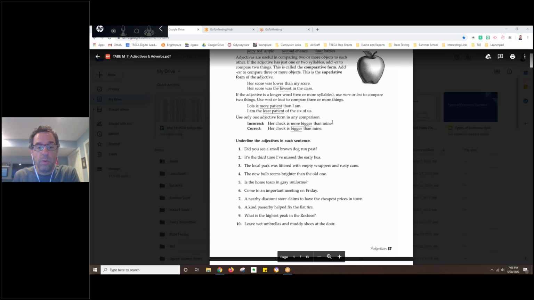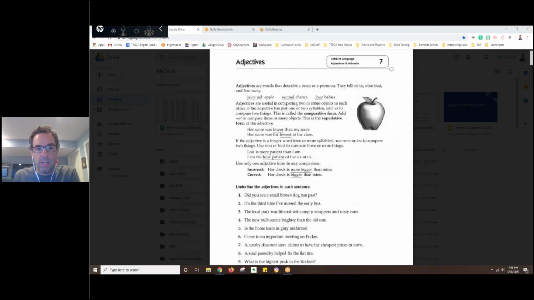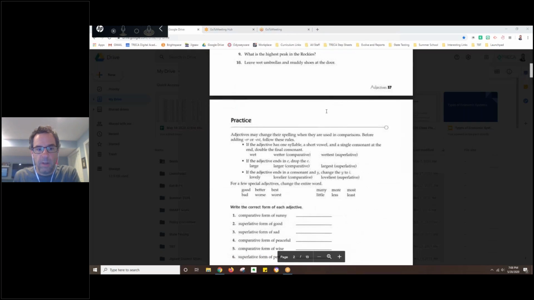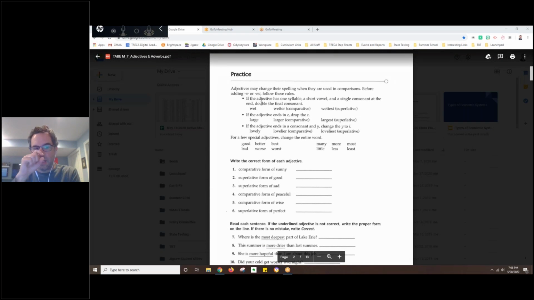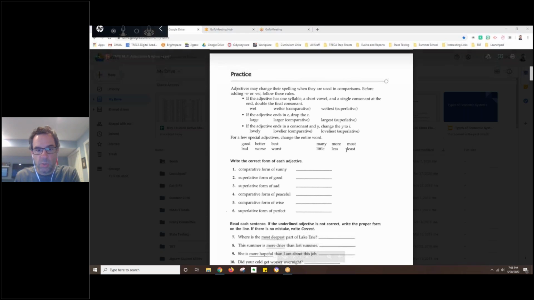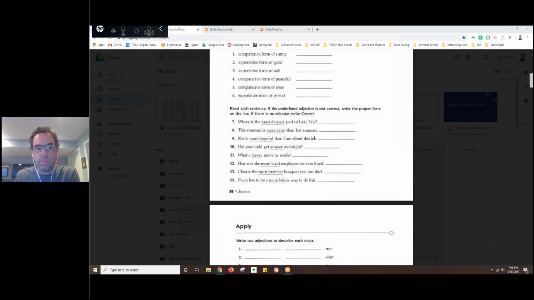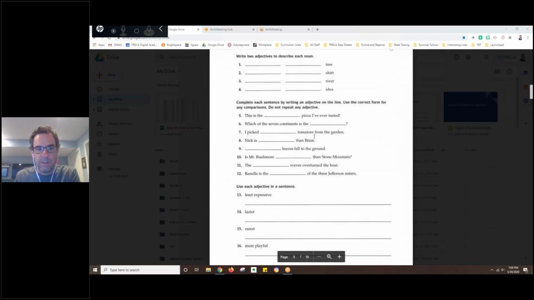Superlative would be three or more. So let's keep that in mind. And it goes over a couple things here, some rules that we looked at last time about many, more, or most, little, less, or least. And it talks about the comparative and superlative forms. So that's what we're going to be doing down here.